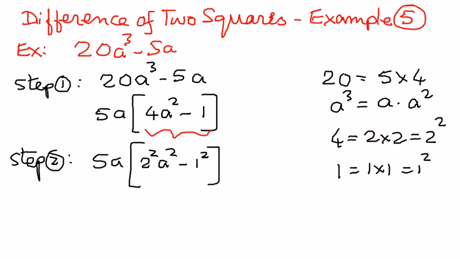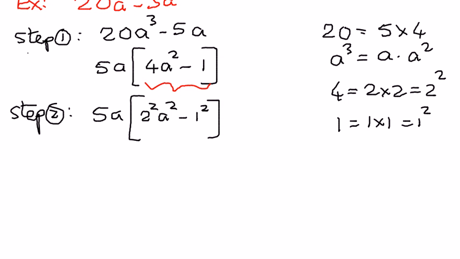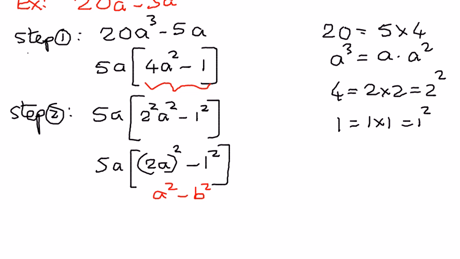Therefore, I want to write it as a perfect square. Here I'm going to combine a squared and 2 squared and write it this way: 5a open brackets 2a, the whole thing raised to the power of 2, minus 1 squared, like that, right? And therefore this is now looking like a squared minus b squared. We know when we have a squared minus b squared, we can write it as the sum of the base terms times the difference of the base terms, a plus b times a minus b.